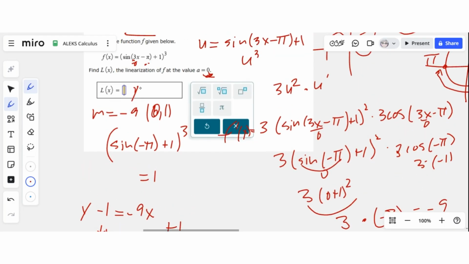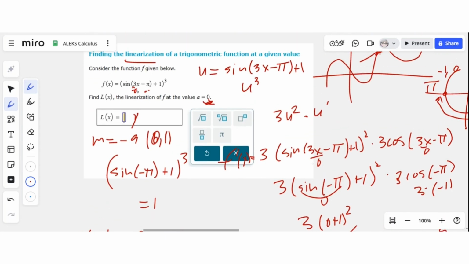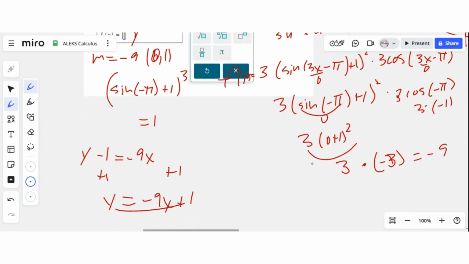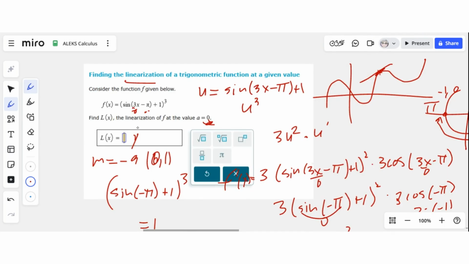Oh, do they just want the negative 9x plus 1? I think so. The L of x is, yeah, negative 9x plus 1. So that is a little bit of work with finding a linearization for a trigonometric function.